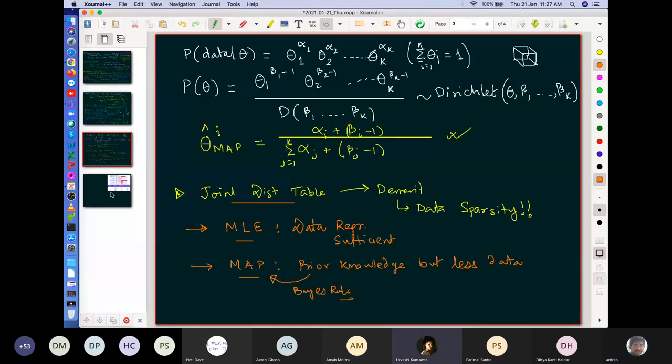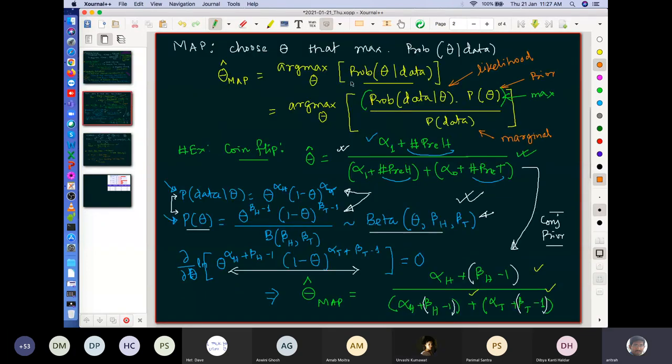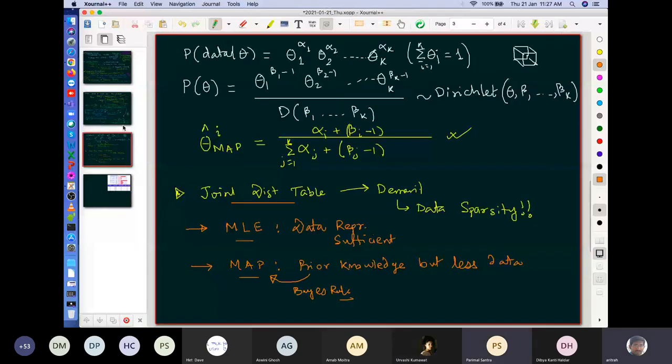Sir, I want to confirm something. In the MAP case, we are using probability of theta given data because we have some prior knowledge, so that we can get that p theta probability in the multiplication of the numerator, right? Yes. So we are just using the Bayes rule in this step, nothing else. That's why we need a p theta, which we call the prior.